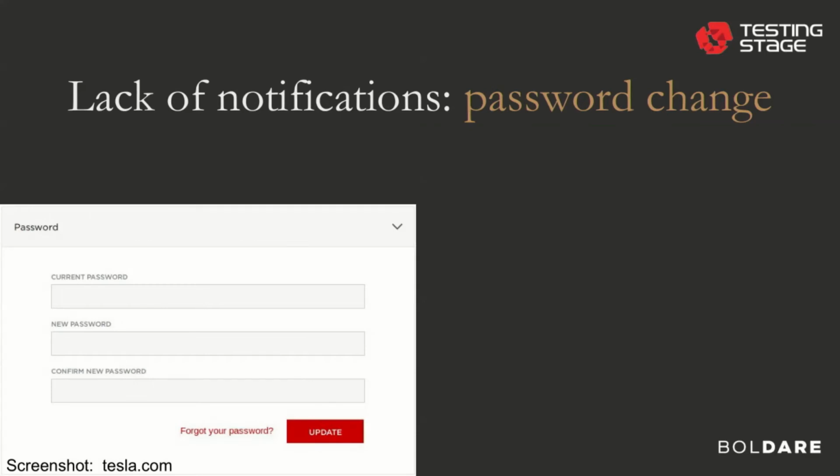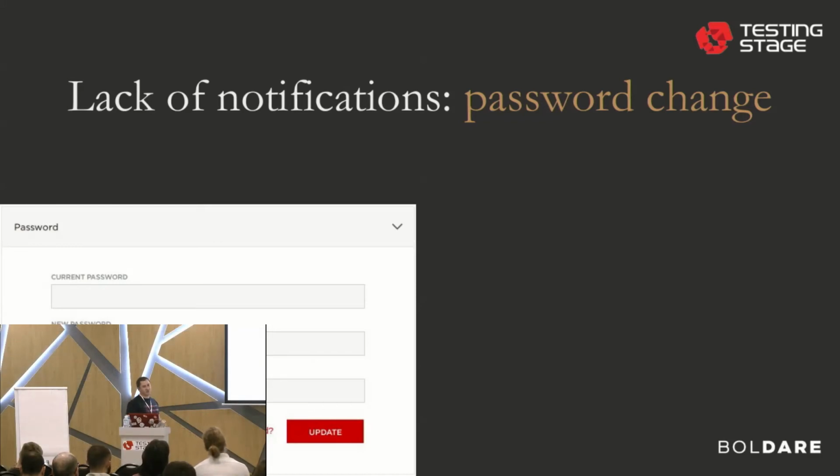But about Tesla, there's even this functionality isn't even implemented for password change. So if you want to change password, you have to know the current one, but then you change. You don't have to confirm it in any way, so you won't receive, for example, an email with some link that you have to click. You won't even receive the notification that you changed the password. So if someone changes your password, you won't even know that until you try to use the application.